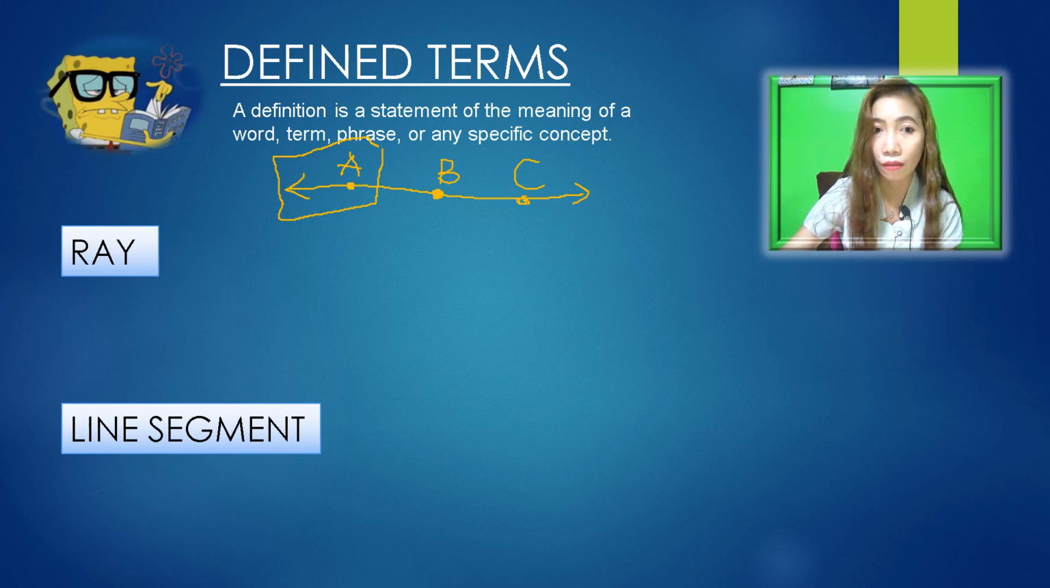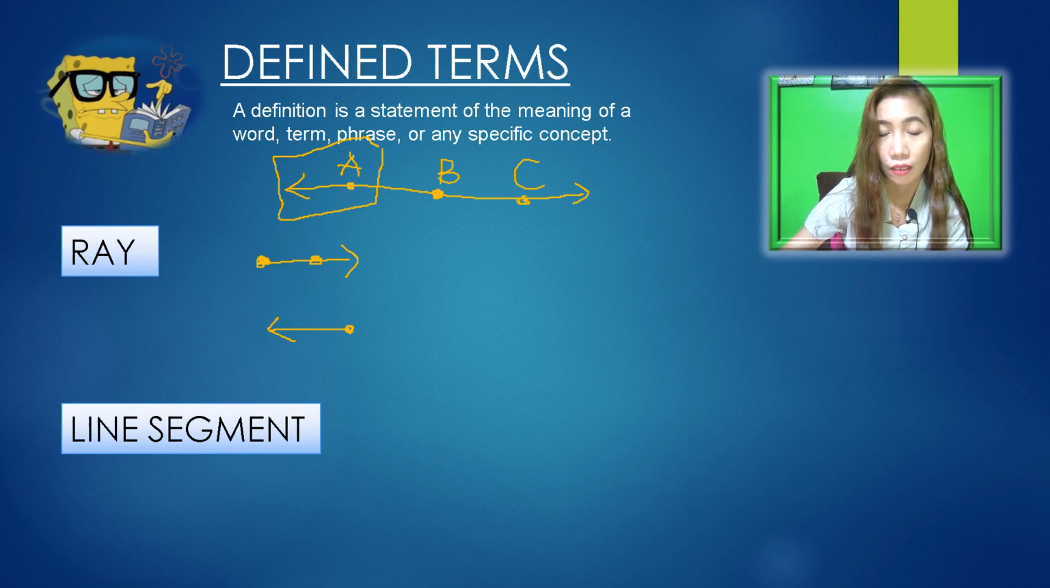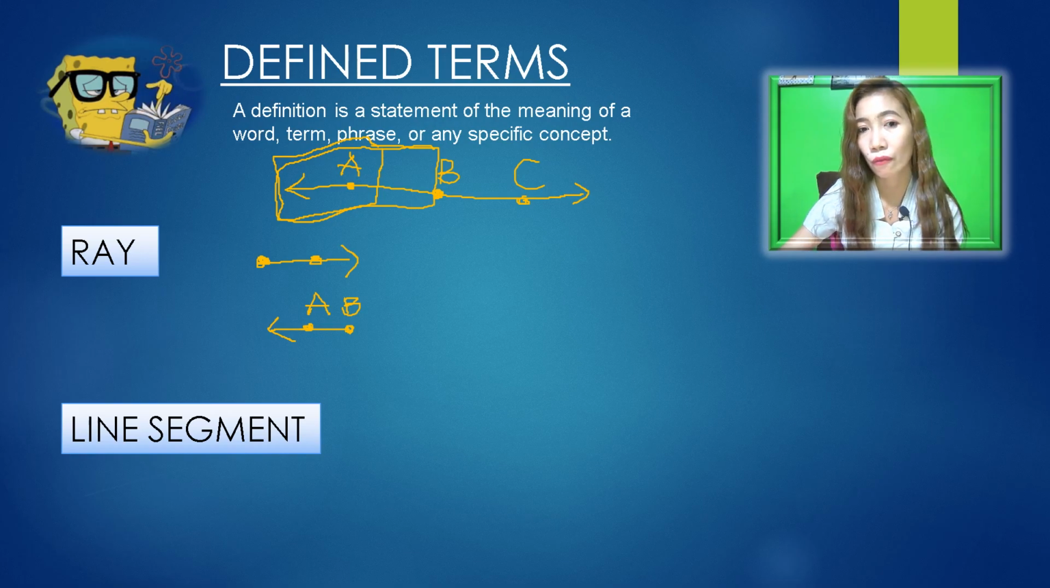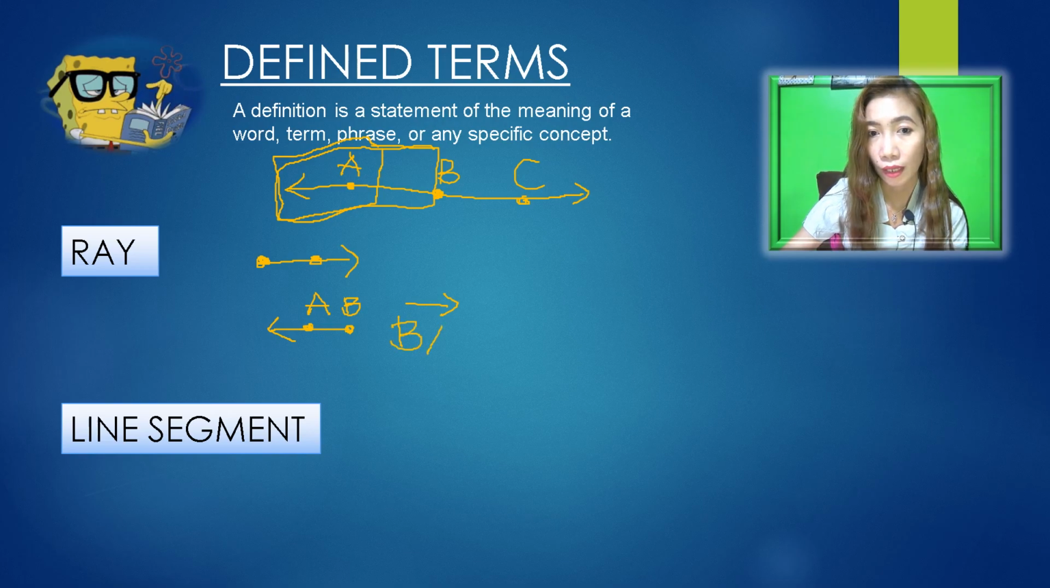Ibig sabihin, class, ang ray has an endpoint and one arrowhead. So that is a ray, or pwede rin ganito siya, yung other part. So paano tayo mag-name ng ray? In naming a ray, of course, you have to use 2 points. Let's consider itong buo na to. So parang ito ay point B at ito ay point A. Ang pag-name, class, you always start with the endpoint. So for this one, that is ray BA. Iyan ang pag-name ng ray.